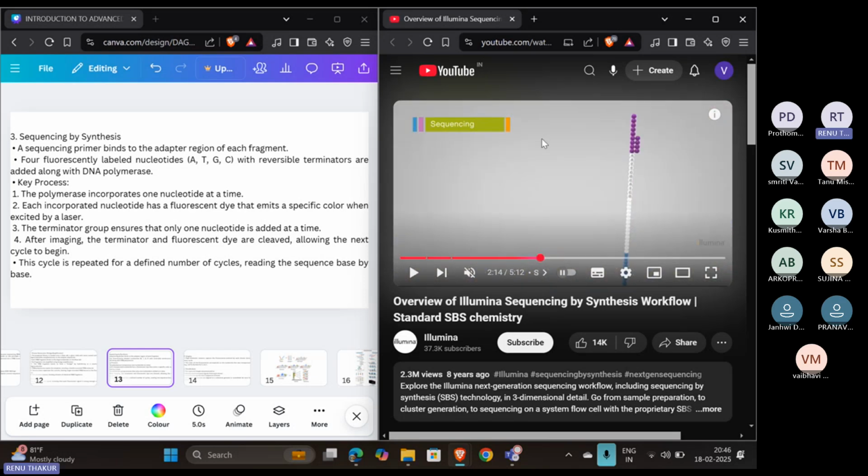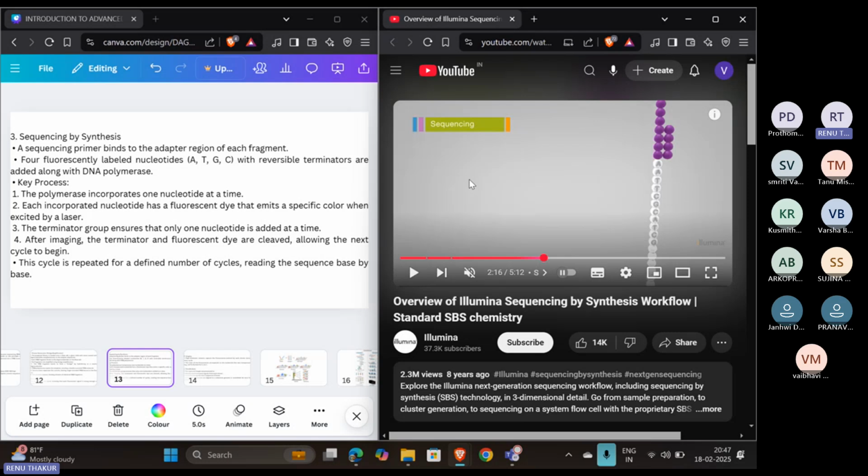In sequencing by synthesis, we are adding a primer which is going to bind to the adapter region of each fragment. While we were adding the DNA fragments, we ligated both the ends with specific adapters, right? So we are going to add primers, which are short DNA fragments. They are going and attaching to this adapter. This is the primer. It has attached to an adapter, and we are adding four fluorescently labeled nucleotides, that is A, T, G, C, along with reversible terminators plus DNA polymerase. We are labeling the nucleotides fluorescently to detect their emission.